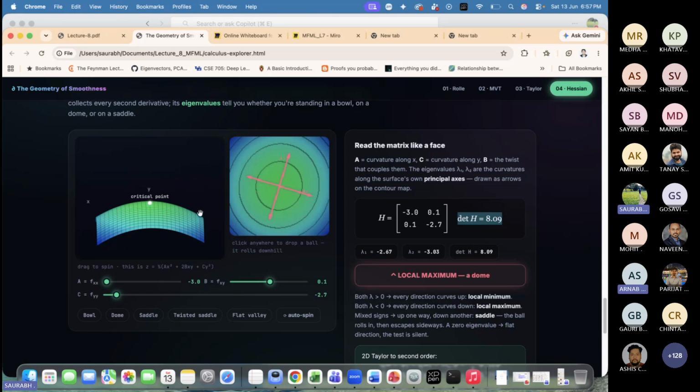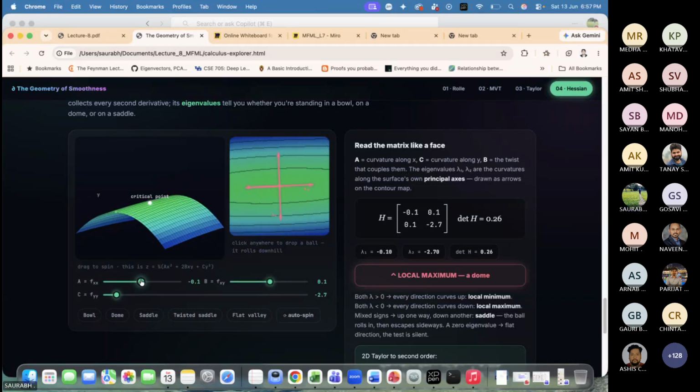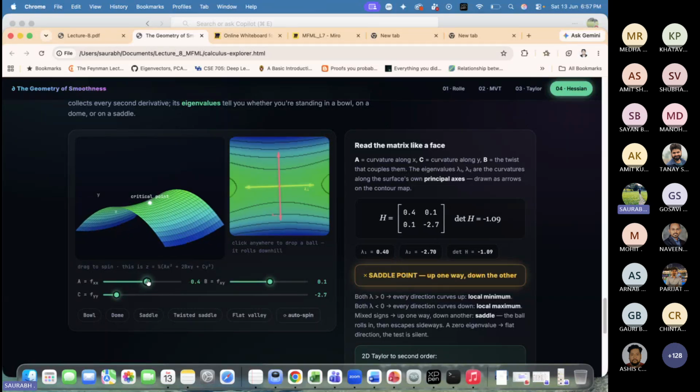Right? Thank you, sir. And Saurabh, Hessian matrices are always symmetric, right? Yes, the Hessian matrix is always symmetric. Sir, what if fxx is 0? For example, if you take fxx as 0, this is that point.